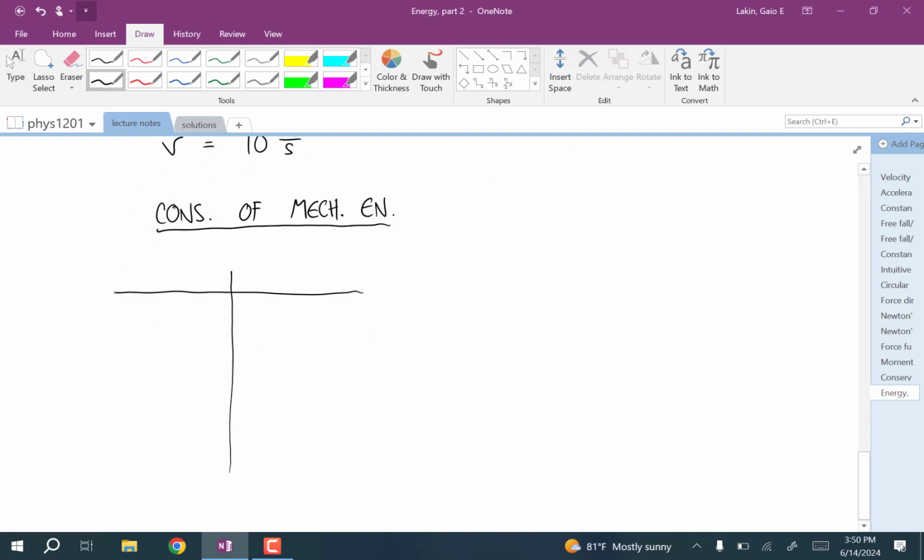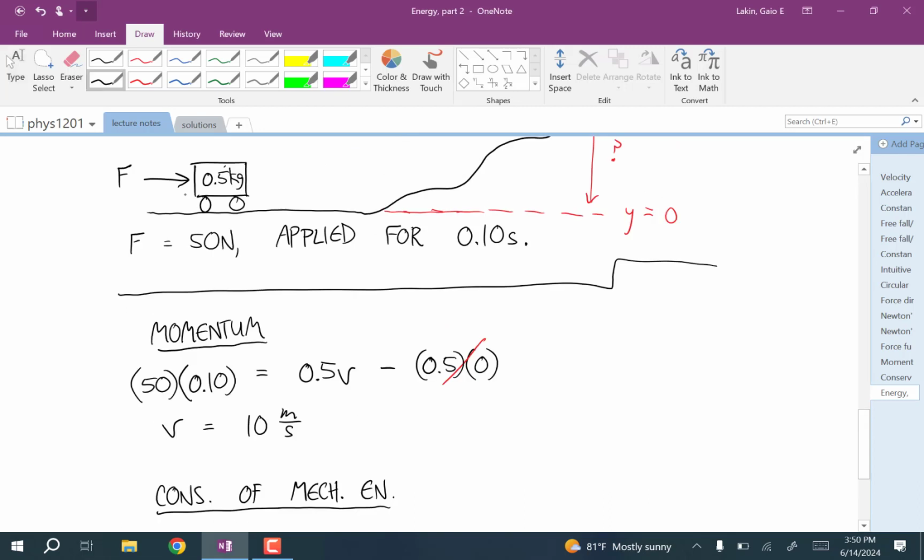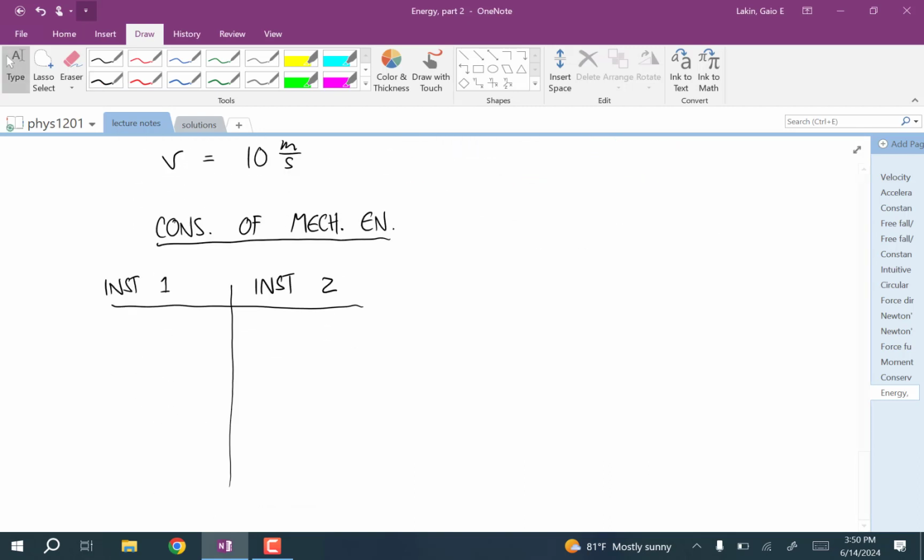So I'll break it up into instant 1 and instant 2. Instant 1 is right after that force has been applied for 1/10 of a second. Instant 2 is when it reaches its highest point up that hill. My y equals 0 is at the bottom of the hill. So y is equal to 0 at instant 1, and so that gravitational potential energy is 0.